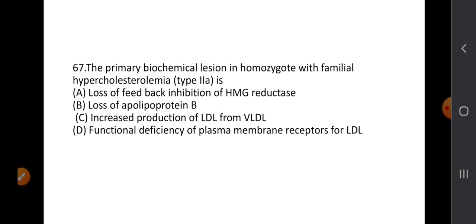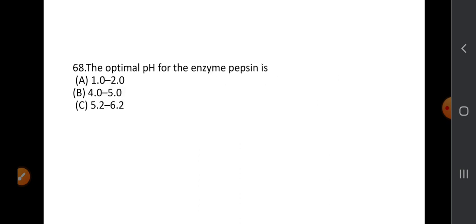You can again write the answers in your notebook. Actually, whichever thing you have for familial hypercholesterolemia is made up of proteins. That's why I made this question in the protein part. The 68th question for this exam says the optimal pH for the enzyme pepsin is. There are only 3 options, so the answer will be from the 3 options only.